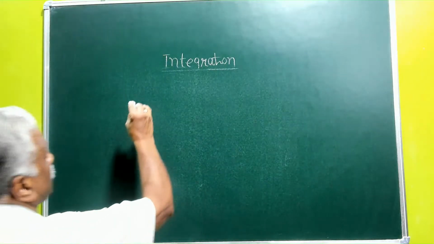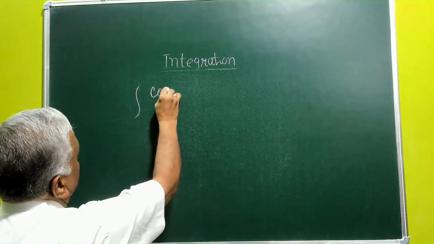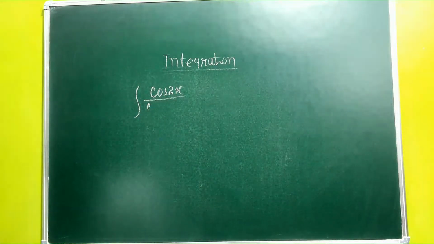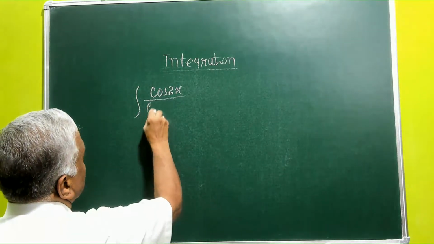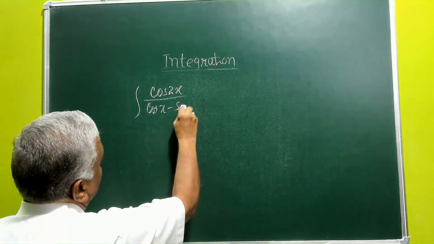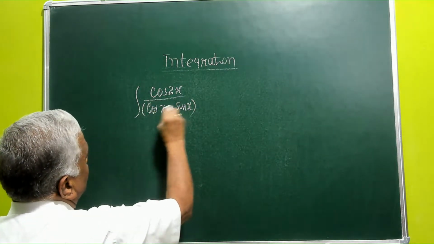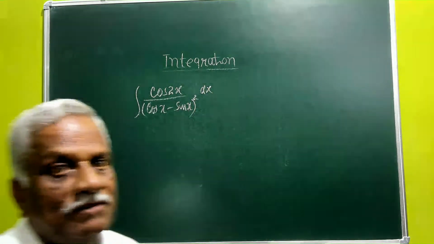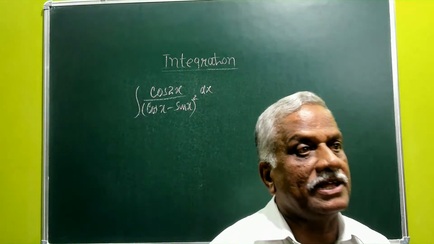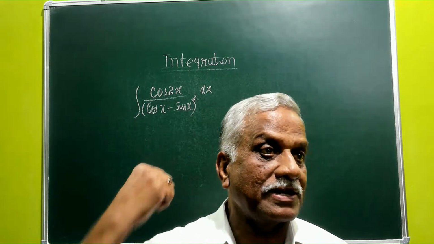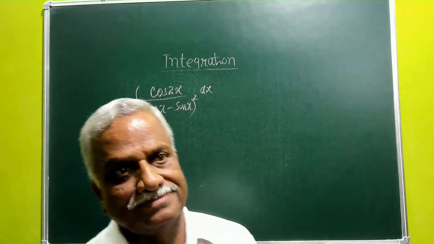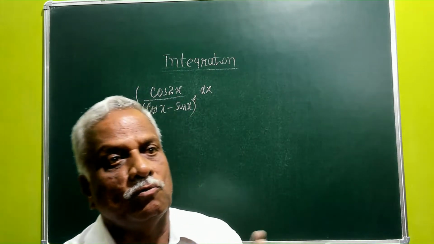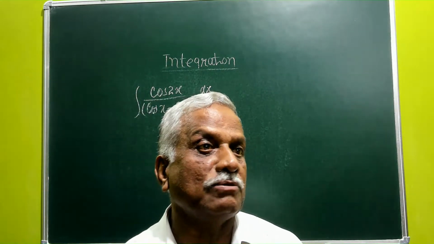This is another very interesting problem. Cos 2x over cos x minus sin x whole square. While working this problem, you should appreciate the examiner, the person who has constructed this problem, not me. I have only borrowed from the books. That is why my contribution is I have borrowed the problems.